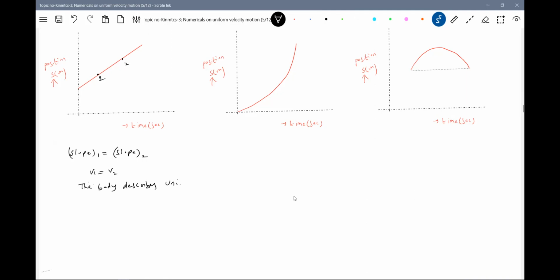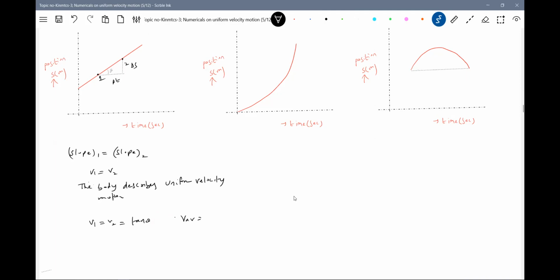The body describes uniform velocity motion. In uniform velocity motion, let me again calculate the slope. I think you know this will be theta. This will be delta S, delta theta. Slope is tan theta, V1, V2 is equal to tan theta, and it is also equal to, okay, this much I will write.